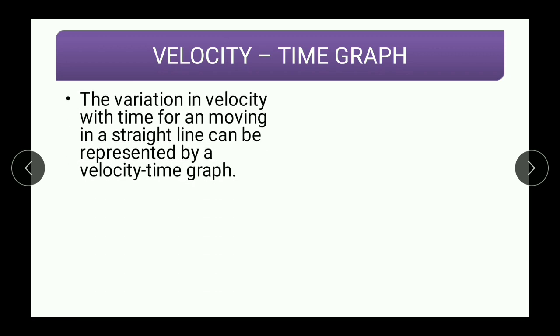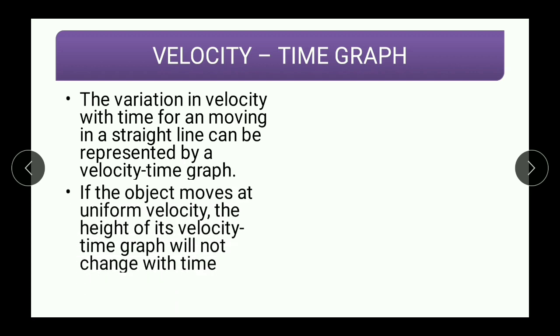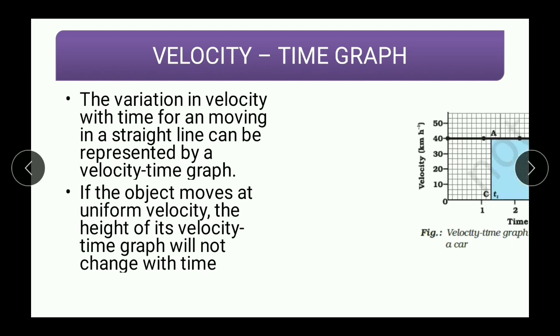Let us see a graphical representation for velocity against time. The variation in velocity with time for any moving object in a straight line can be represented by velocity time graph. If object moves at uniform velocity, the height of its velocity time graph will not change with time.